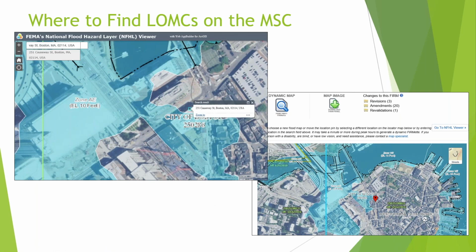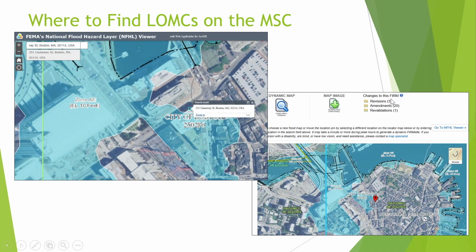Okay, where to find letters of map change on the Map Service Center. Again, and anybody can do this, whether you're in Eastern Mass or Western Mass, go to the Map Service Center and put in your address, and there will be folders. When you put in an address, the Map Service Center will pull up part of a map panel, and for any letters of map change on that panel, there will be folders. You'll see them. They look like this right here.